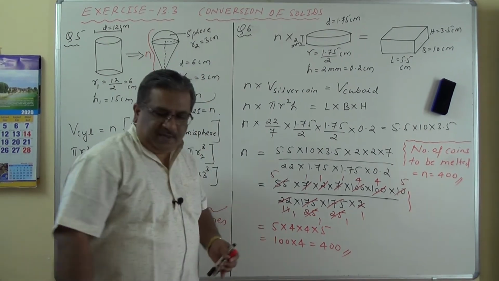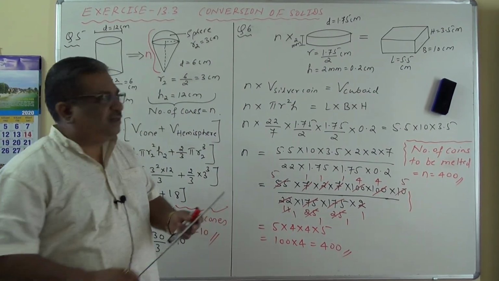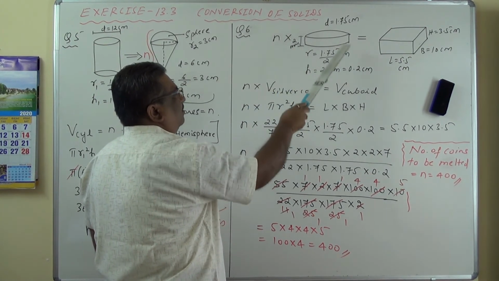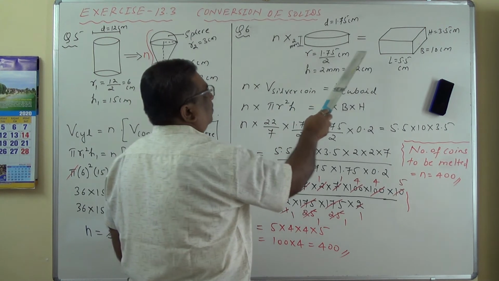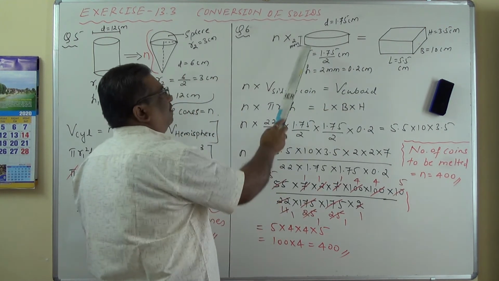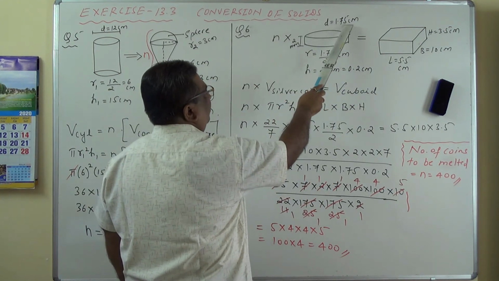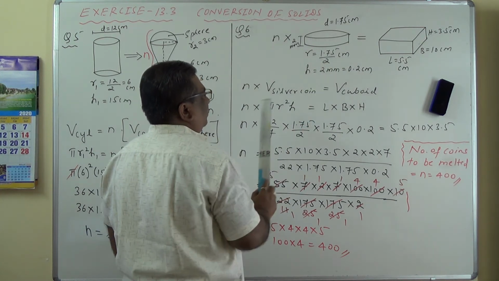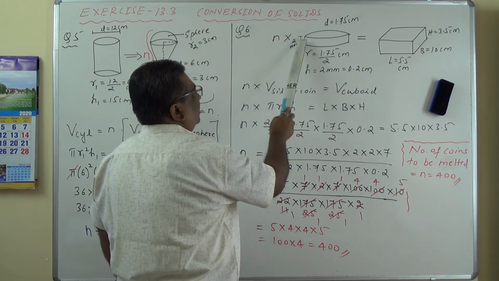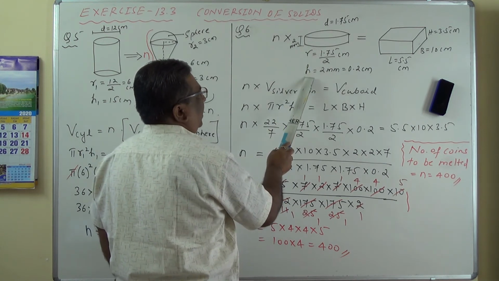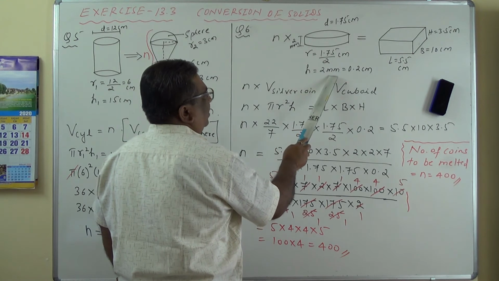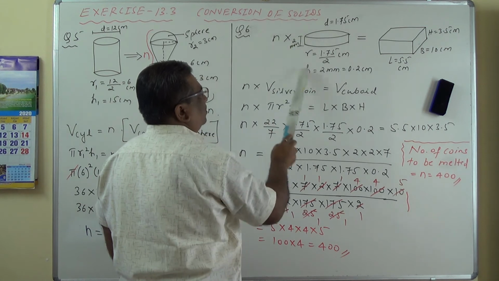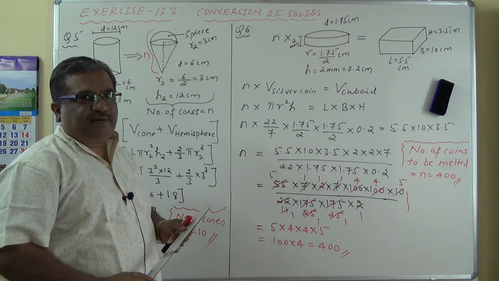Here in terms of the diagram, this is what it is. Let n be the number of silver coins which are to be melted to form a cuboid. Dimensions of the silver coin: diameter is 1.75, so radius is 1.75 by 2 centimeter. Thickness is given as 2 millimeter, and that is the height here, which converted to centimeter is 0.2 centimeter. All the dimensions over here are in terms of centimeter.